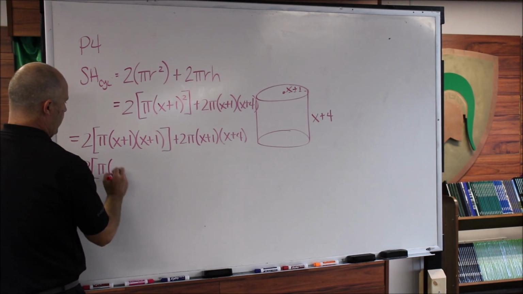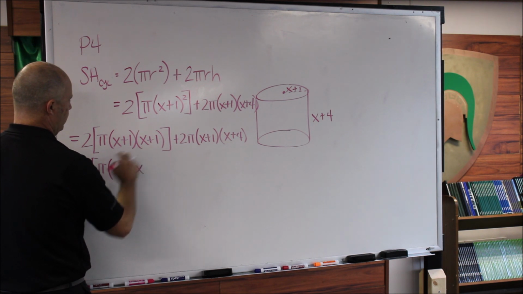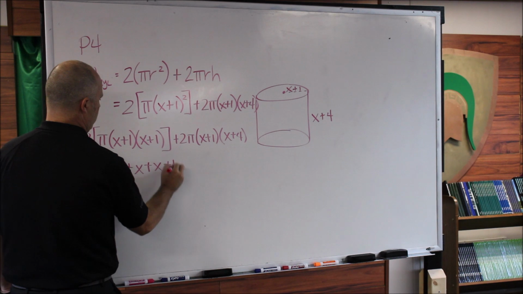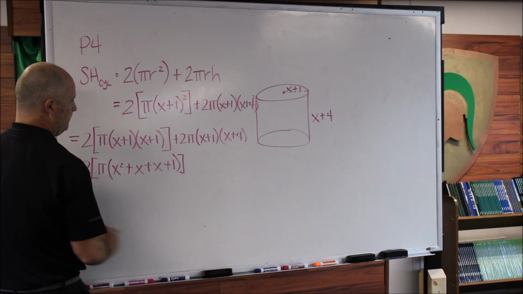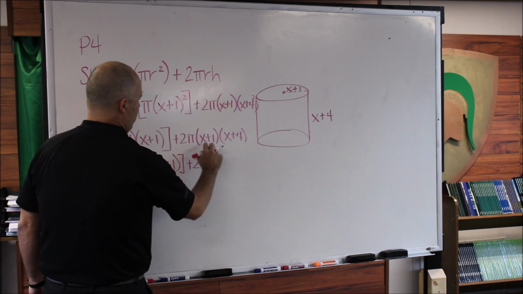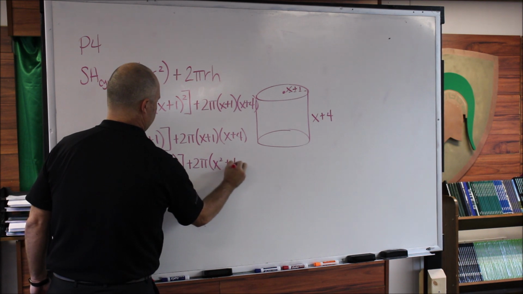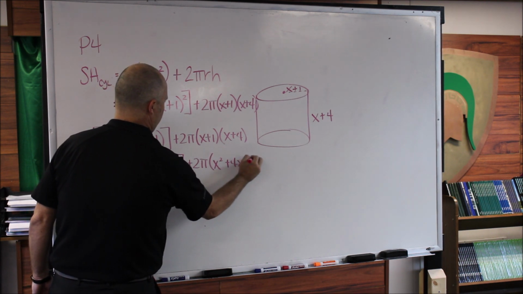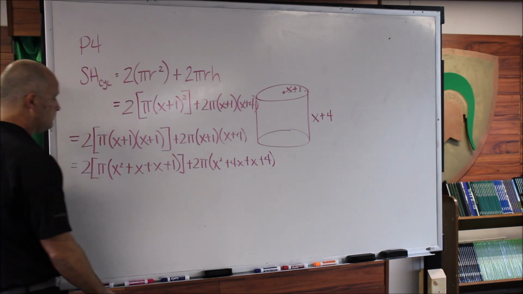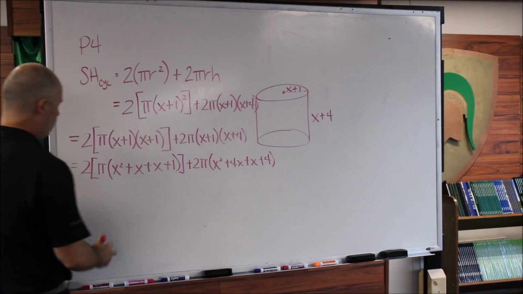So this becomes x squared plus x, and then do the inside plus x, then do the last plus 1, goes off the bracket, plus 2 pi, and then x times x is x squared, x times 4 is 4x, 1 times x is x, and 1 times 4 is 4. Next up, combine any like terms that you've got sitting inside of these quantities.